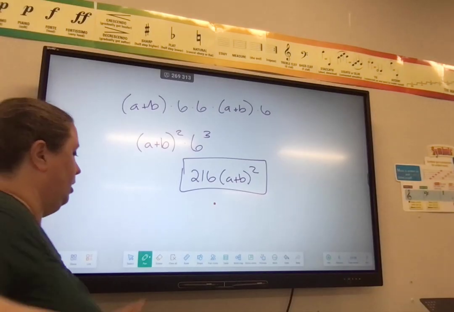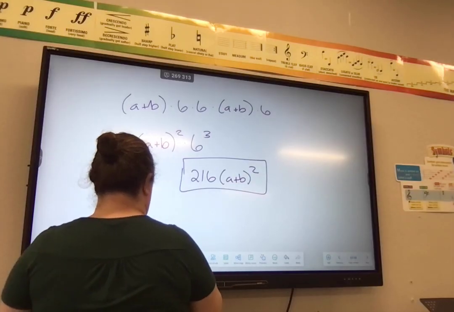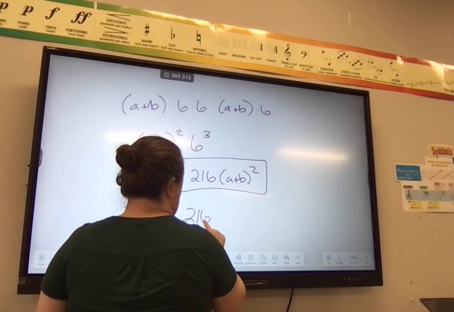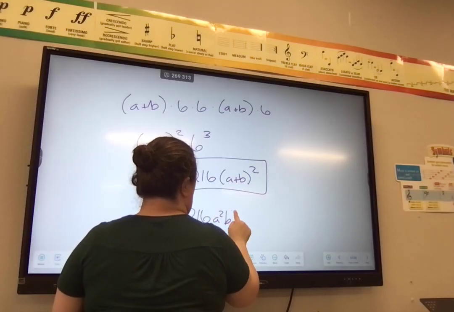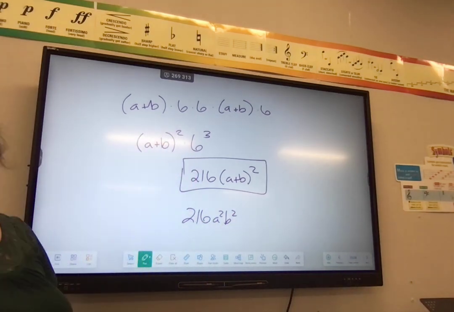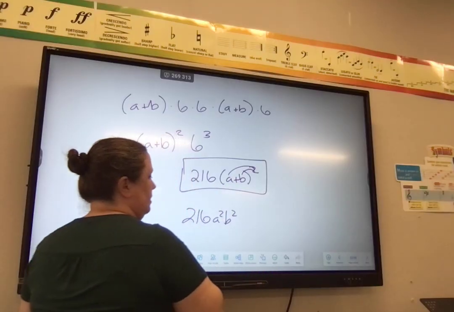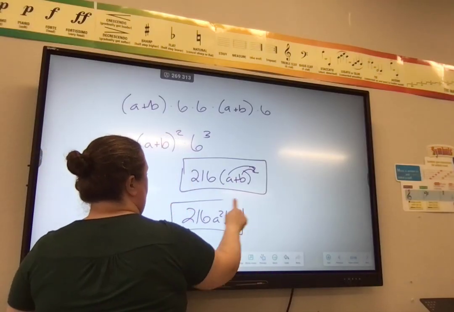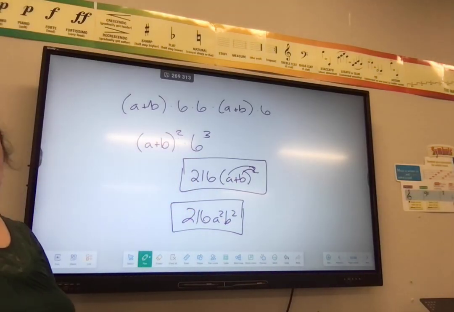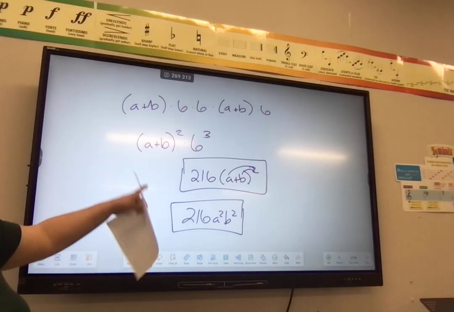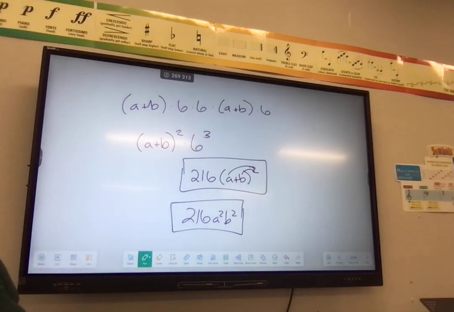Could I also write it like that? Yes, because all I did was distribute the exponent into my parentheses. So this is also correct. In fact, that's a little bit better of an answer, but I would accept either one of those answers. Questions?